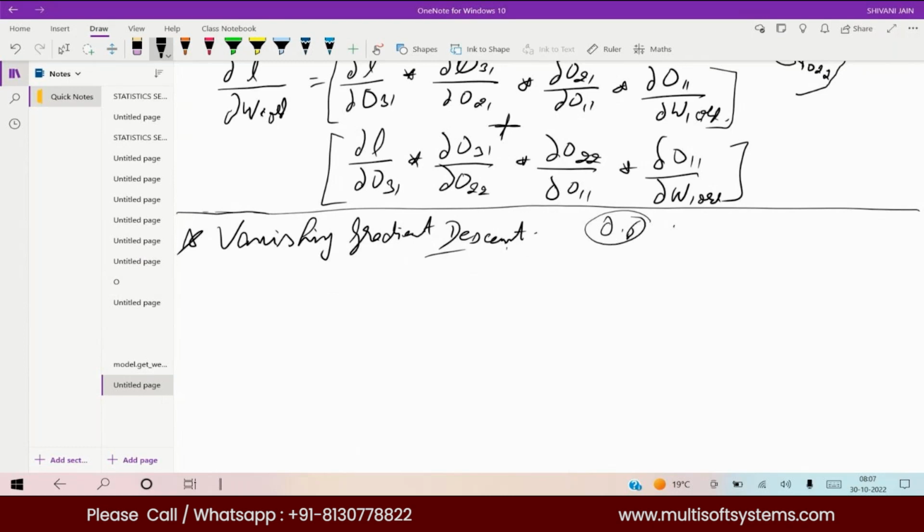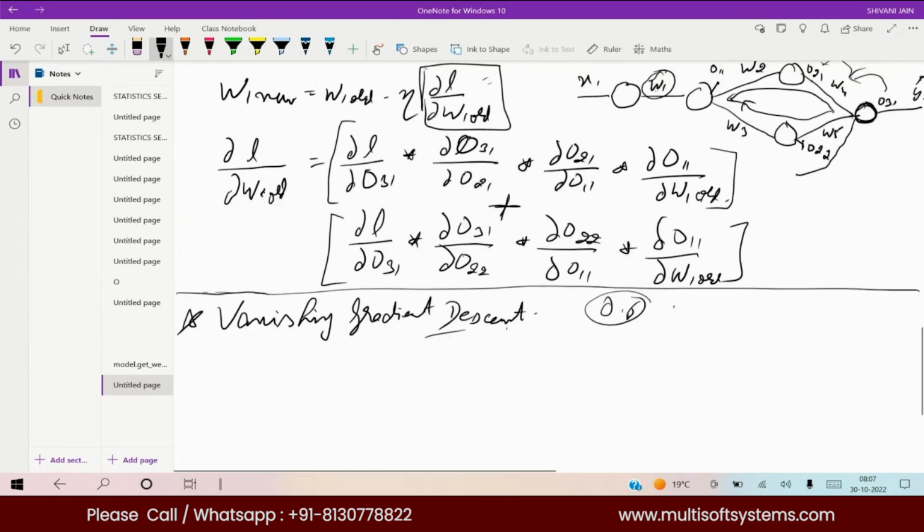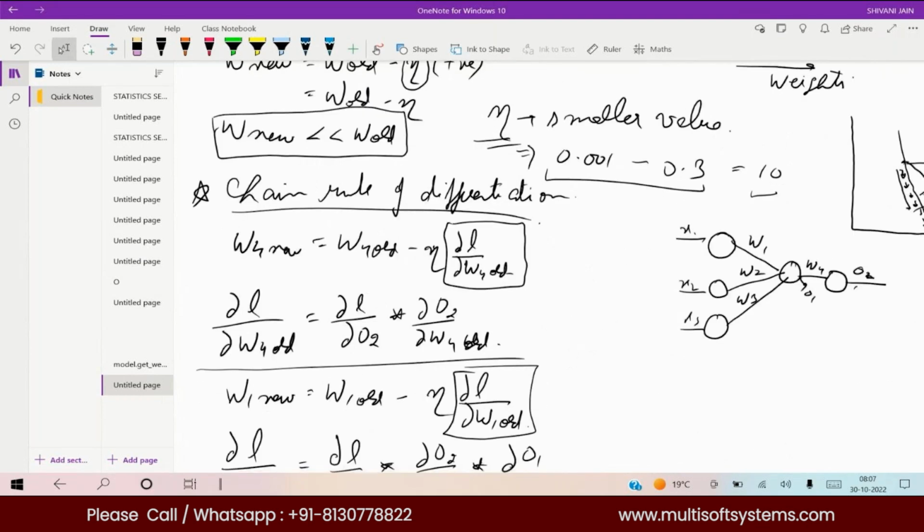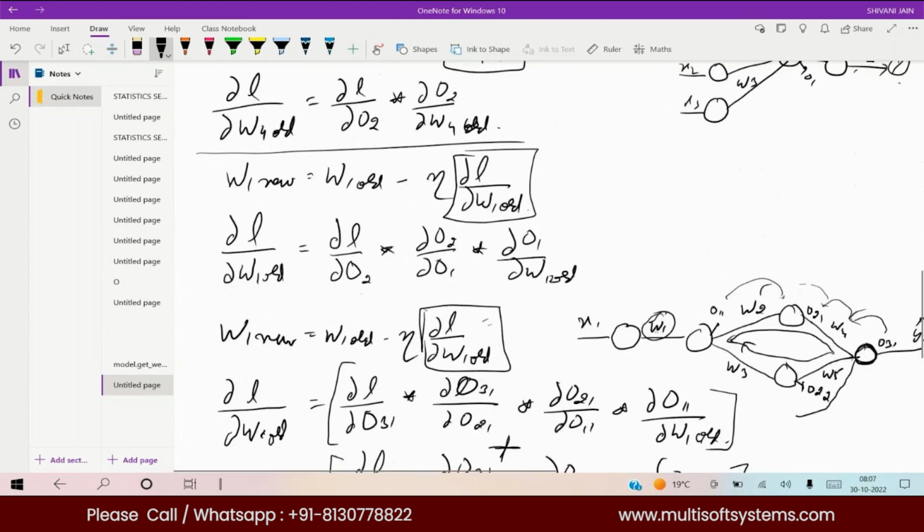Because if weights are not updating, then obviously the loss function will remain the same. What happens in this case? In forward propagation, we calculate the loss function, right? After the loss function, we update the weights, no? If weights are not being updated, then obviously the loss will remain the same. This was the problem.